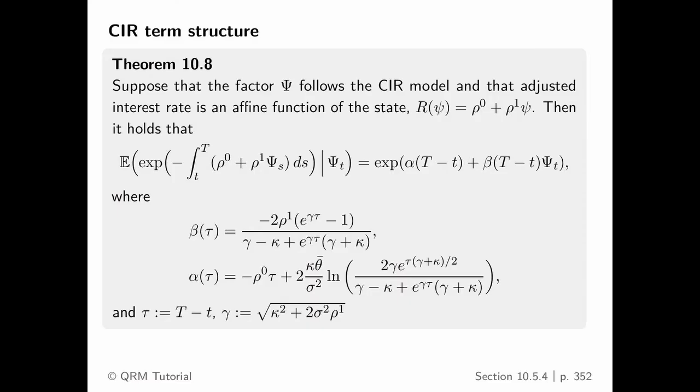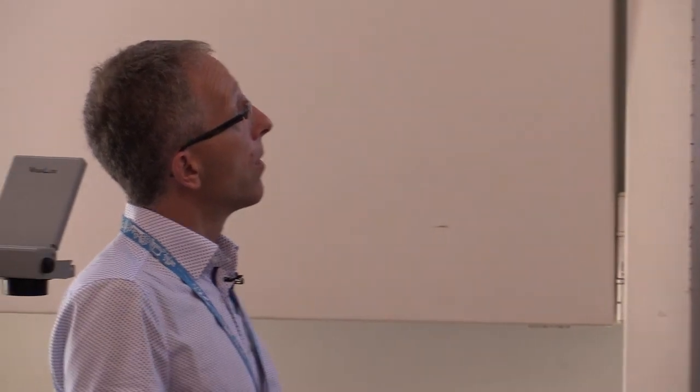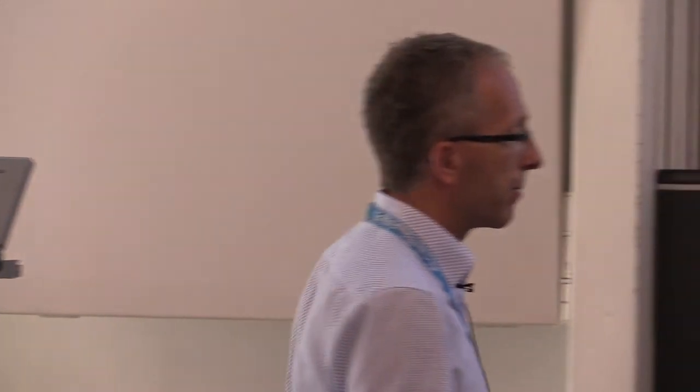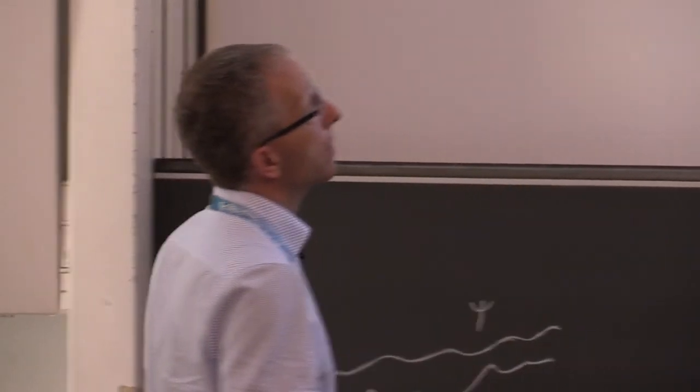Good. And in these models, you have an explicit formula for the price of a defaultable bond. That's of the form exponential of alpha times time to maturity plus beta times time to maturity times the current risk factor or interest rate. Alpha and beta follow some complicated expressions, but they are known explicitly. So you can compute this, and because the log of this expression is affine, one also talks about affine models.